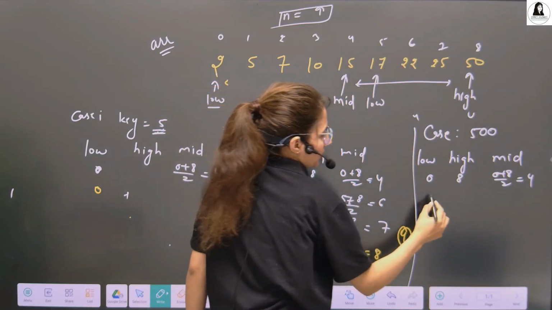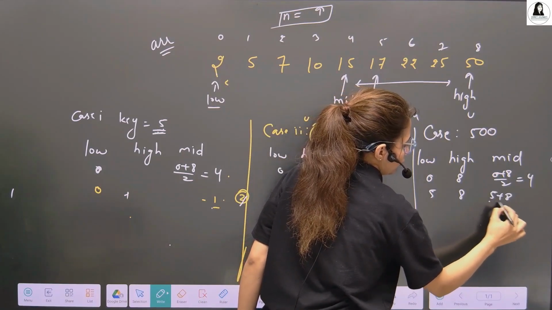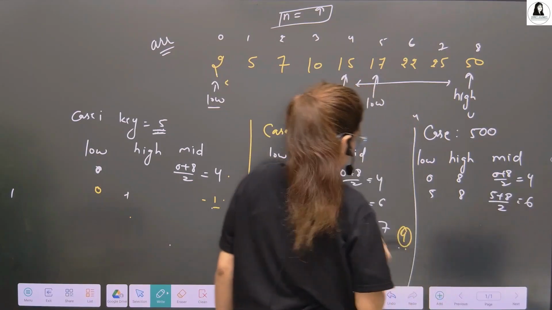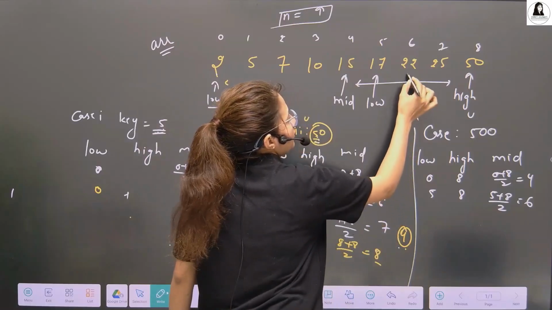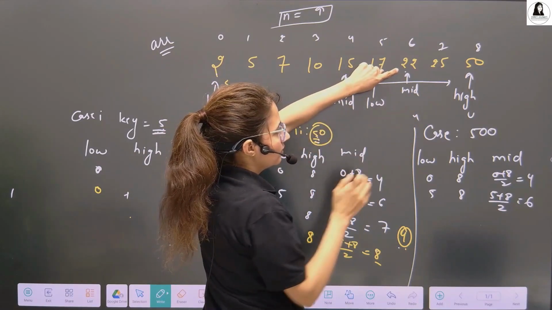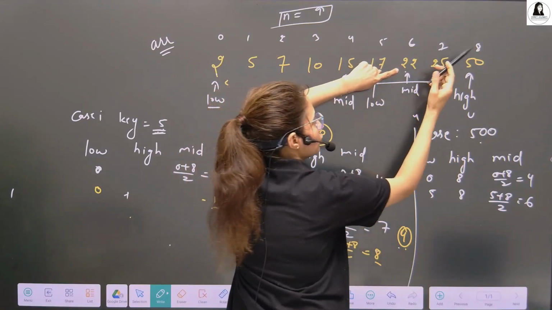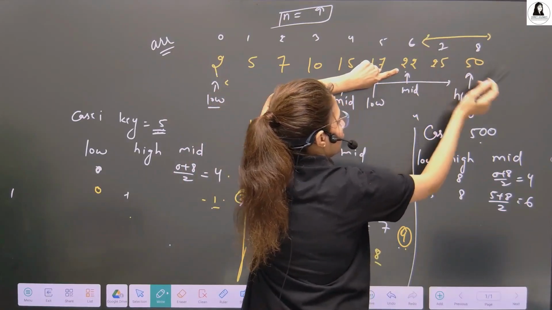Mid plus 1. Low becomes 5. High is still 8. So 5 plus 8 divided by 2, it becomes again, same process, 6. Now mid is here, right? Now compare. Is this the target element? No. Is the target element greater than mid? Yes. So we would search in the right half only.